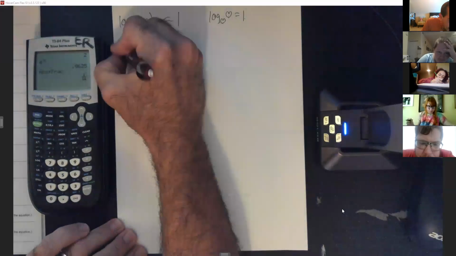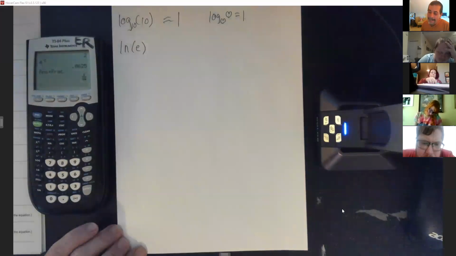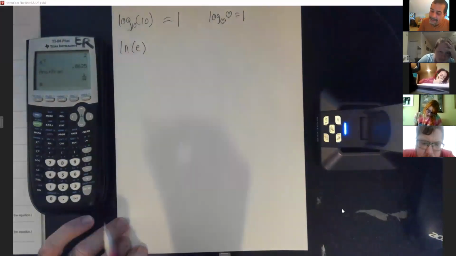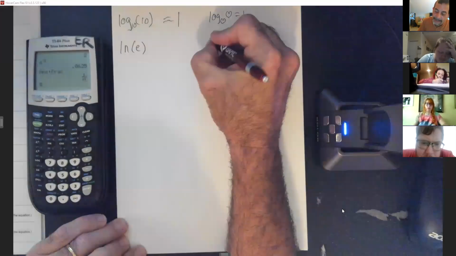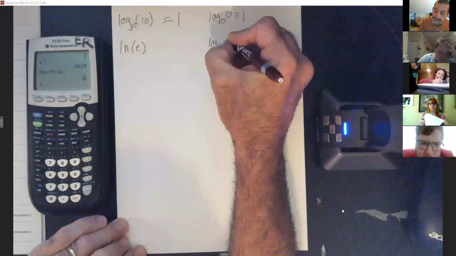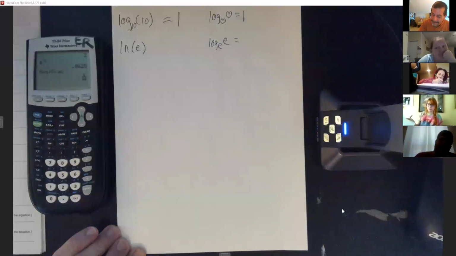How about ln? I'm putting smiley faces in my notes. What about the ln of e? Remember, the ln is a log base e. So you got a log base e of e, which is going to equal? A 1. There you go.